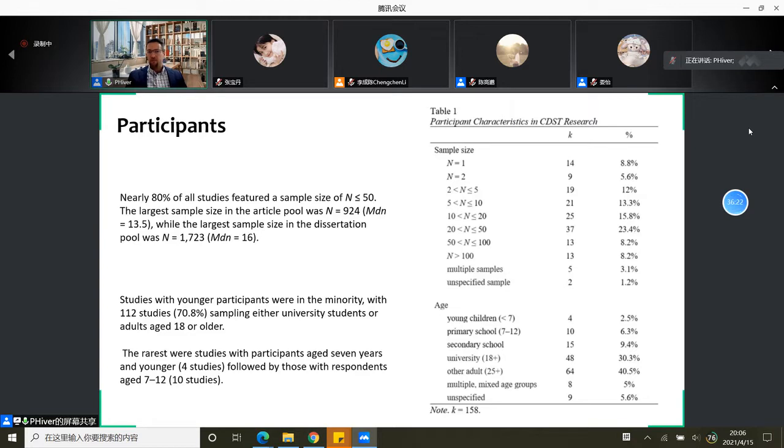Clearly, studies with younger participants were in the minority. You can see that there are 112 studies that sampled university students or adult language learners. So the rarest kind of complexity research are studies with language learners who are 7 or younger.